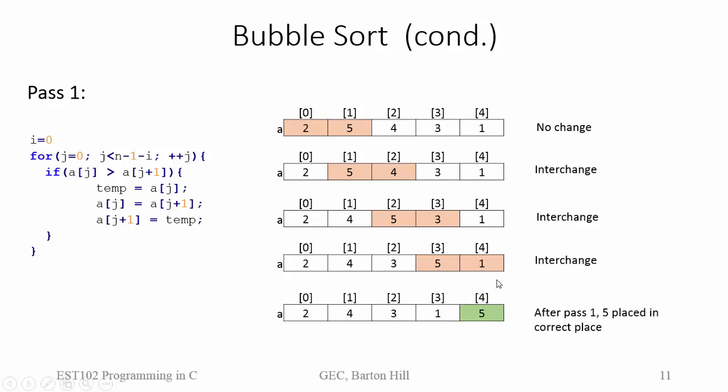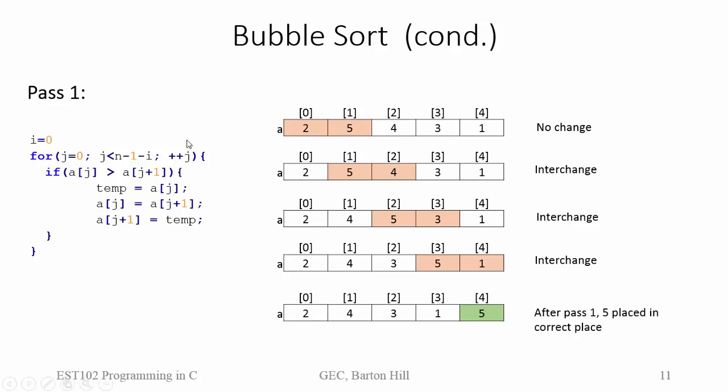When we reach this point, we have compared all the adjacent elements, and the largest element is bubbled to the end of the array. So after pass 1, 5 is placed at the correct place, or we can say that 5 is bubbled to the end of the array. One of the reasons why this sorting method is called bubble sort is that the largest element will be bubbled to the end of the array.